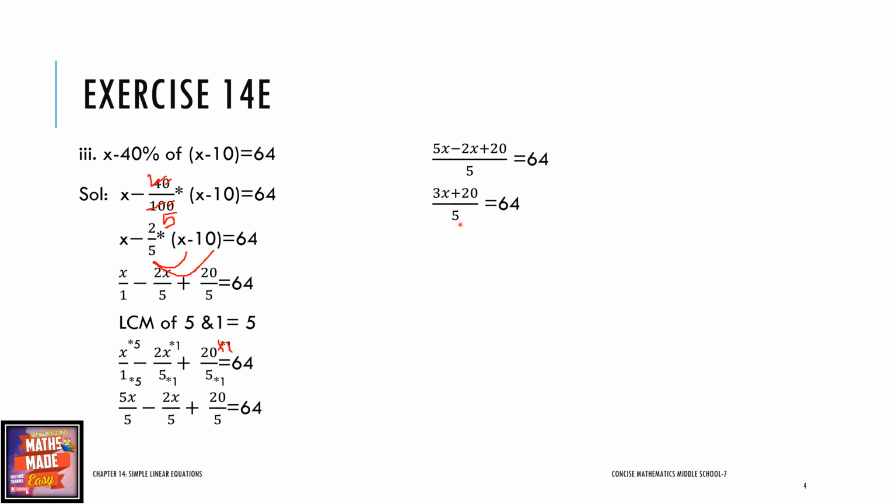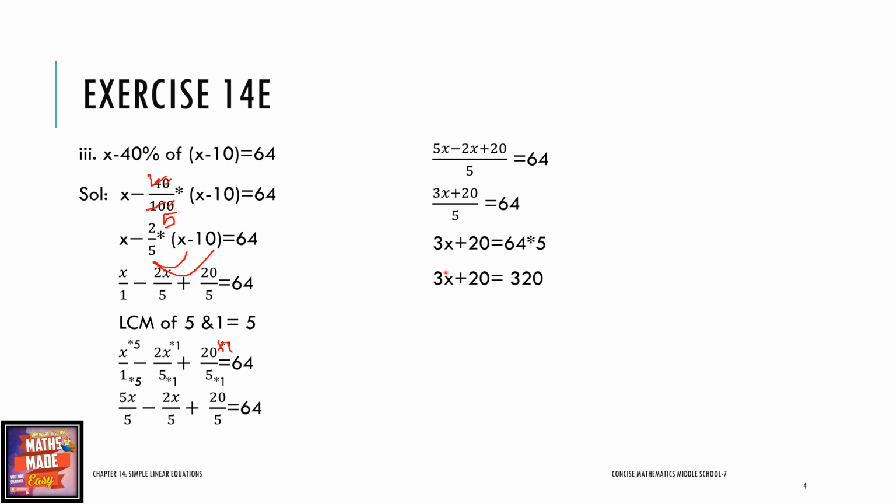Now you need to get this 5 on the either side. First you need to remove the denominators. So for that you need to get this 5 on the either side. What is the sign between these two? Division. So when division comes on the either side, it becomes multiplication. So 3x plus 20 is equal to 64 into 5. So 3x plus 20 is equal to 320.